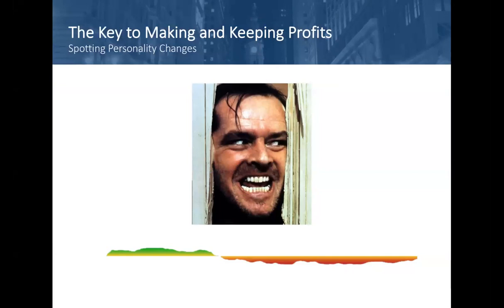Well, as we'll see, not only do individual traders put their feet in cement, but analysts put their feet in cement as well. And if you put your feet in cement, have a hard and fast opinion about a stock, you're not going to spot these personality changes, and you're going to be on the wrong side of big moves.